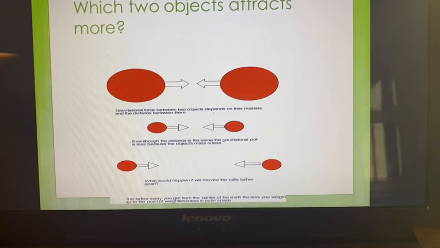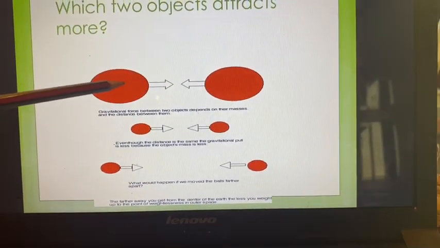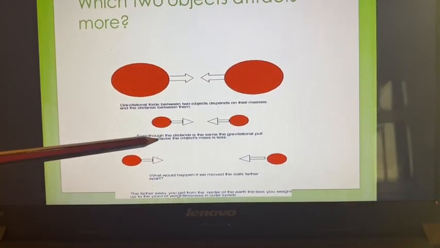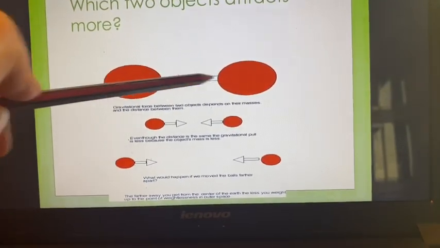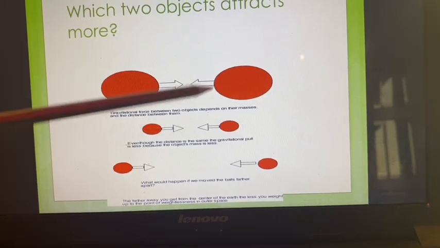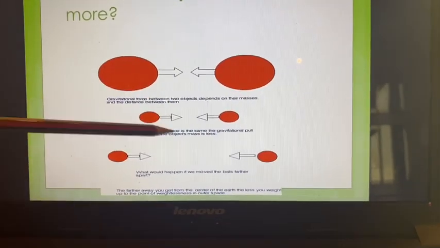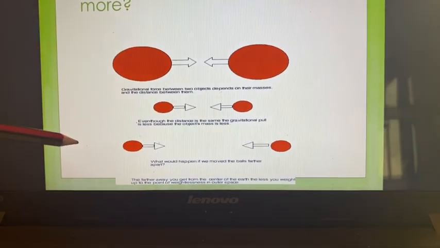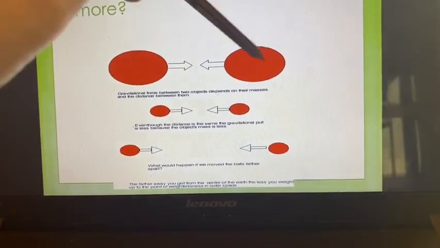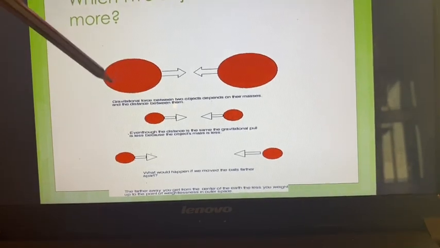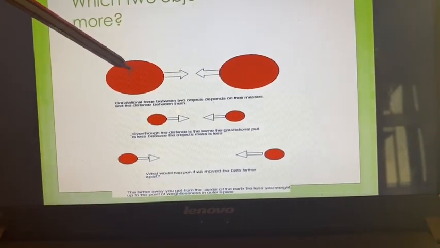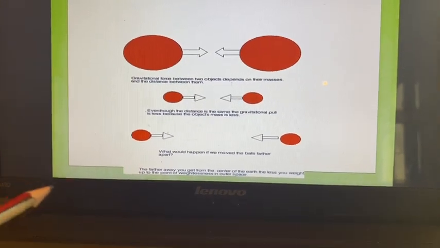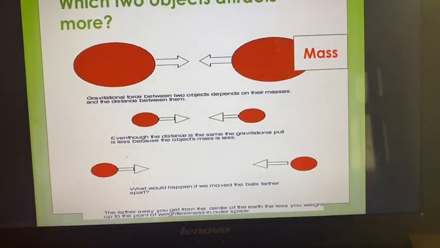Look here, I have 3 examples. I have 2 big balls and 2 small balls. Both of them have attraction between them. They have a gravitational force. Which of them do you think will pull each other more? The big balls, the red balls? For sure, it is the big balls. Always big objects pull each other more. So the first thing that affects gravity is the mass.